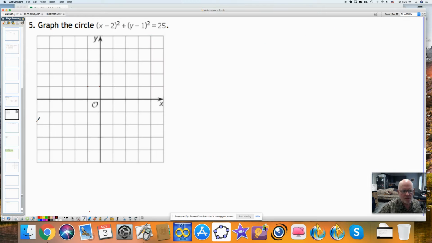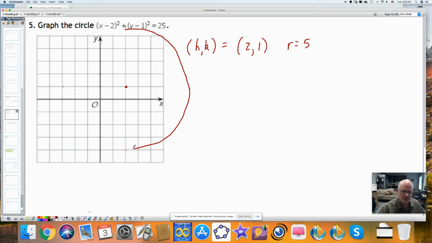Also from the homework, it said to graph the circle. The center of this circle, my h, k value, is equal to 2 and 1. And it has a radius, this is r squared, so r is equal to 5. So if I go to 2 and 1, and I go 1, 2, 3, 4, 5, down this way 5, and to the left 5, I could draw this circle something like this. There you have it, something like that.